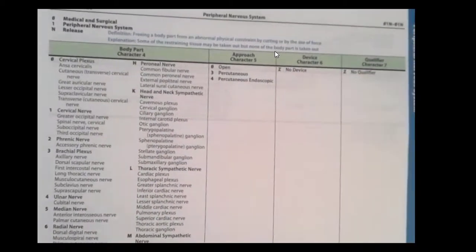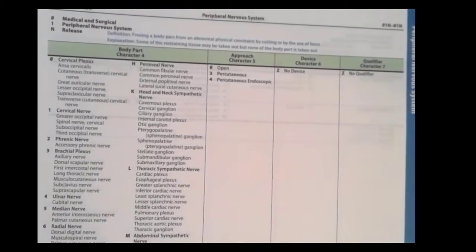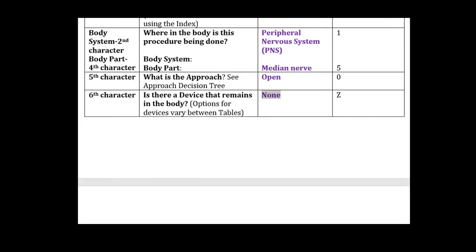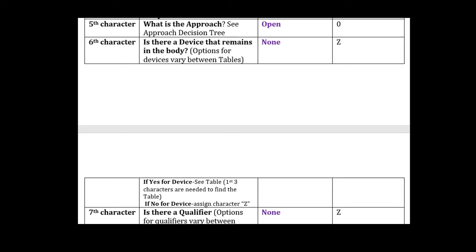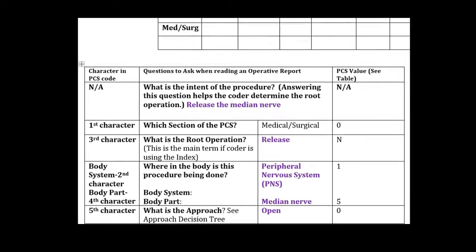If we had gone to the bottom of the page and saw something that said continued, then you know that this table is continued on the next page, and there may be options in the device and qualifier columns on the second page. You have to always look at that continued sign. So we have none, which is a Z. And I know this is taking extra time to do on this one, so I won't always do it, but I want you to be able to walk through it once and understand what you're doing. So really, now you have your 7 characters for the release of the carpal tunnel syndrome.